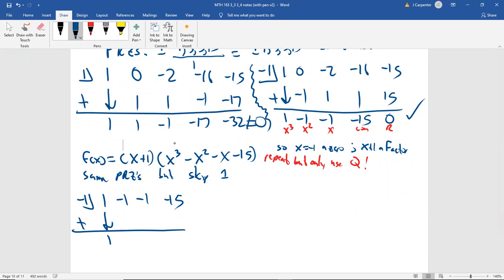So bring down the 1. Multiply times the -1, which is -1. Add, you get -2. Multiply, you get +2. Add, you get +1. Multiply, you get -1. Add, and you get -16, which is not 0, so that doesn't work. So -1 only worked once, which means its multiplicity is 1. So now -1 is in the trash can for the rest of the problem.